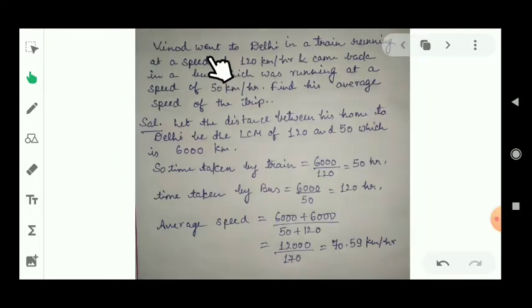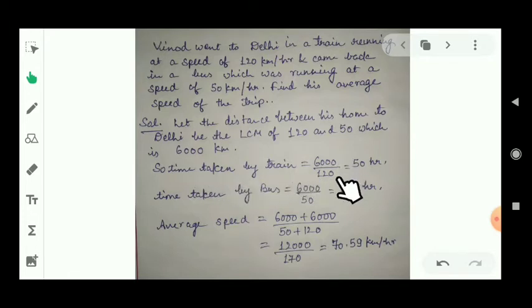Next question is, Vinod went to Delhi in a train running at a speed of 120 km per hour and came back in a bus which was running at a speed of 50 km per hour. Find his average speed of the trip. Students, let the distance between his home and Delhi be the LCM of 120 and 50, which is 6000 kilometers.